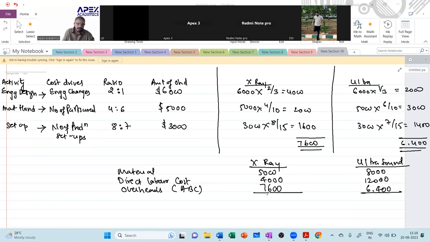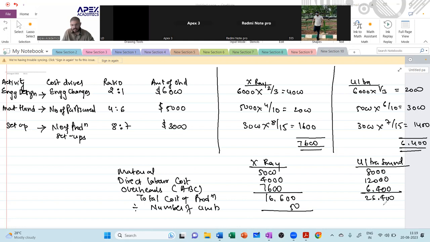What is the total of this? This comes to 16,600 and this comes to 26,400. This is the total cost of production. This will be divided by number of units. What are the number of units for X-ray? 50. And what about production ultrasound? 100. So what is the cost per unit? 332. And over here it will be 264. So what is this? This is cost per unit. What is this? Cost per unit.